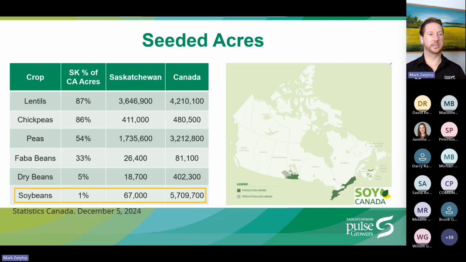The seeded acres compared to Canada, super small. So we know Manitoba, Ontario, those are really the big ones. Quebec, we only have a little portion of that. At that 67,000 acres, we did drop from 68,000 in 2023. And Manitoba has really the most in the West, with almost 1.5 million acres. So we are very much a small portion of that in the Western provinces.